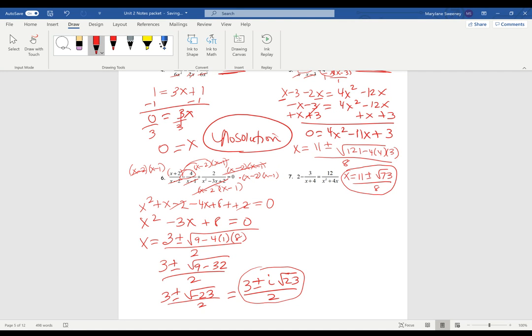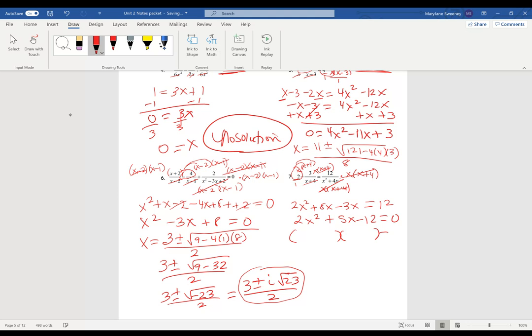In the last one, if I factor x plus 4, so that is my common denominator, x plus 4 here, x plus 4 here, and an x plus 4 here. The 2x gets distributed to the x plus 4, so that's 2x squared plus 8x. These cancel, I have a minus 3x. These cancel, I have equals 12. 2x squared plus 5x. I'm going to move the 12 over, so minus 12 equals 0. I'm going to factor.